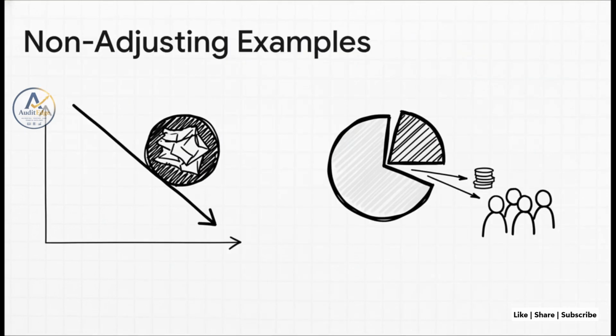Let us look at two clear examples. First, consider a decline in the fair value of investments. Fair value simply means the current market price. This decline reflects new circumstances. It does not reflect old conditions. Second, consider a company declaring dividends after the reporting period. Dividends are profit payouts promised to shareholders. The company does not recognize these as a liability at the period end. No obligation existed at that specific time.